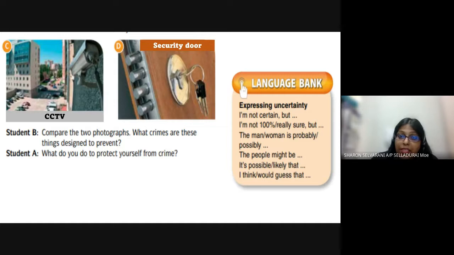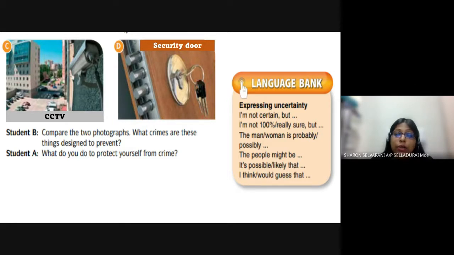Have you all been to banks? Or have you all been to gold shops? You know, jewelry shops, shops that sell gold. You normally see all these security doors, security locks in this kind of places. Why? Can you all see this picture, class? Yes. Okay, why do they have this kind of security doors or security locks in those kind of places? What do they want to prevent? What does it prevent?